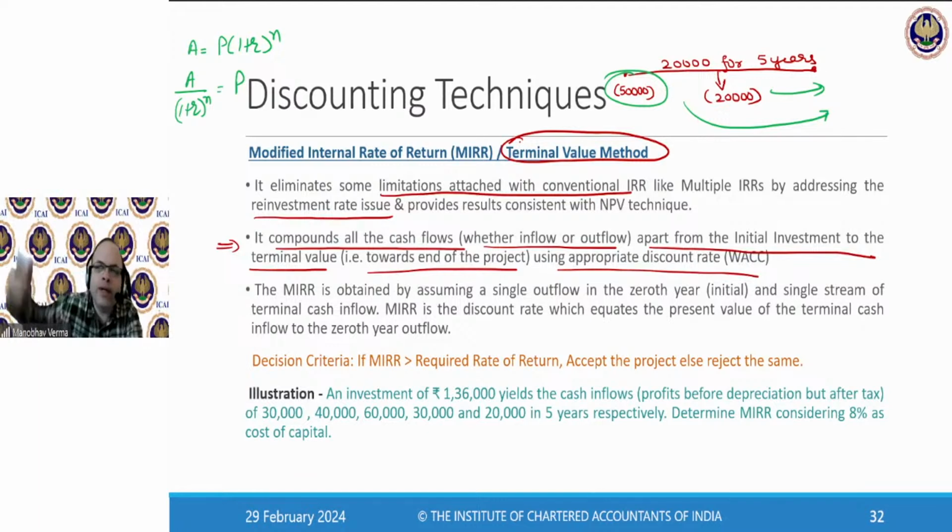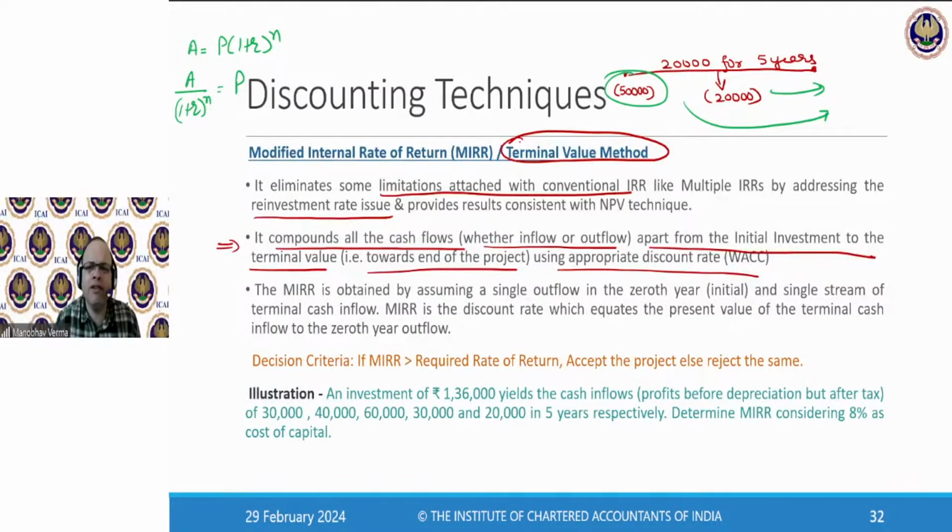So here we are talking about compounding. If I am compounding all the cash flows except for the initial investment to the end of the project, what do I have at the end of the day? I will be left with only two numbers. One will be the initial investment, and the other number will be the compounded value of all the cash inflows and outflows towards the end, whether annual cash inflows or some outflows within the 5 years.